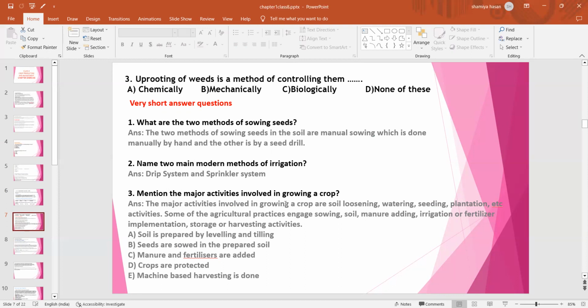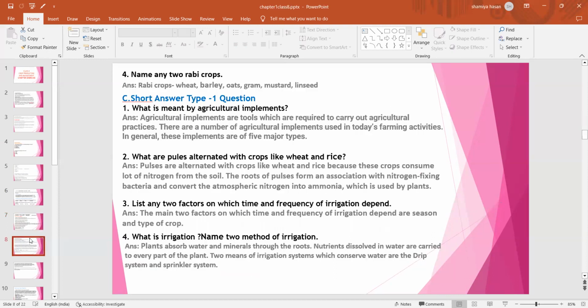Mention the major activities involved in growing a crop. Some major activities involved in growing a crop are soil loosening, watering seeds, plantation, etc. Some of the agricultural practices engage in sowing, soil, manure, adding irrigation of fertilizers, implementation, storage or harvesting activities. Now next we have: name any two rabi crops. So rabi crops: wheat, barley, oats, gram, mustard, oil, linseed.